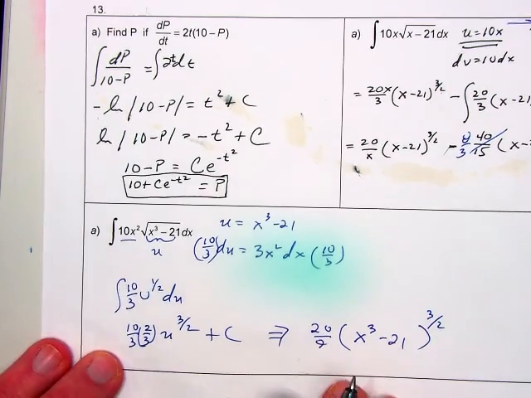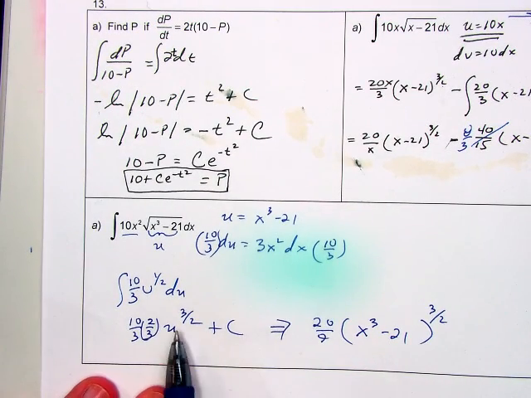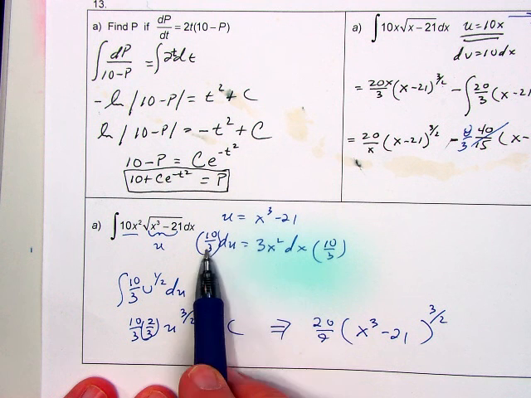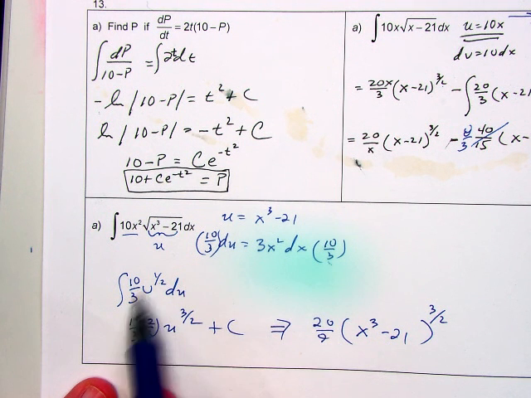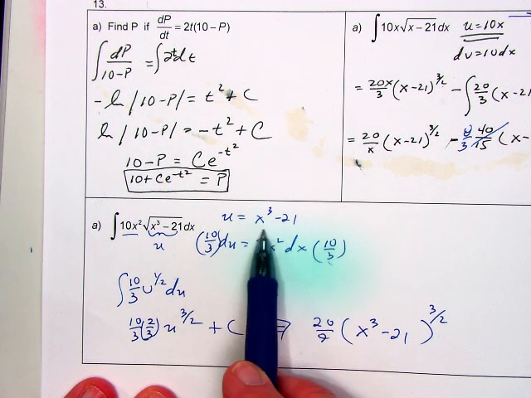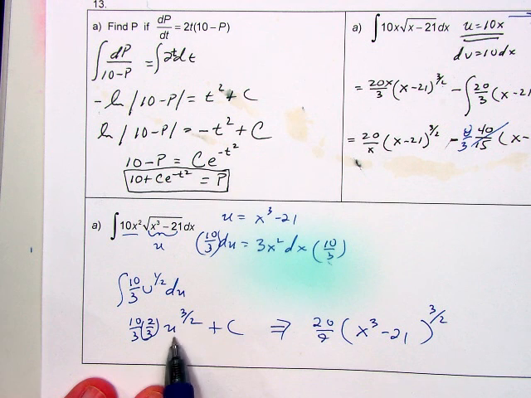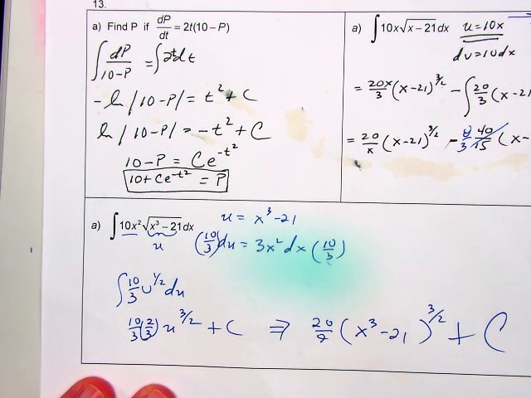Oops, you couldn't see that. I'm sorry. So what I picked as U, this was dU is 20/3, so I rewrote this as 10/3 U to the 1/2 dU, so that becomes U to the 3/2, and I get a 2/3 out front. Plus some random and arbitrary constant.